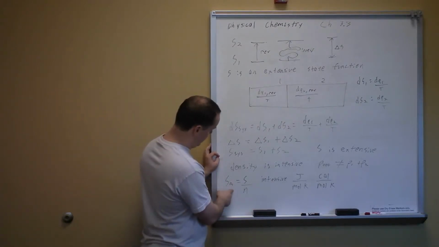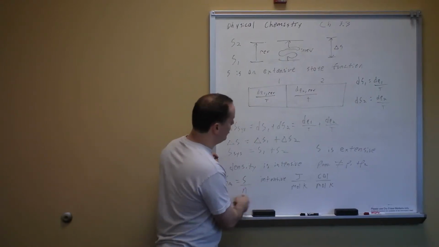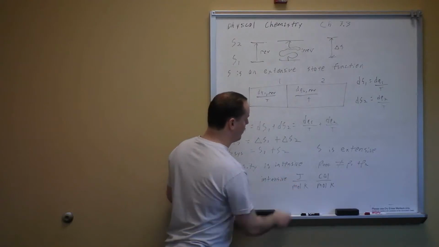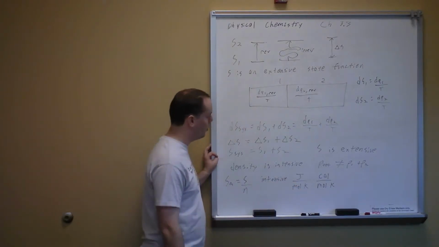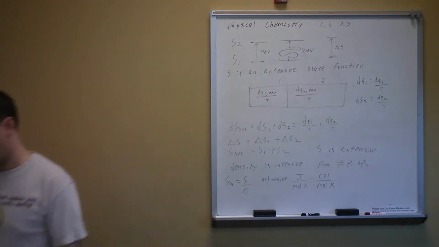Now there is an intensive form of entropy, and that's the molar entropy. Just take entropy divided by n. Since entropy would have joules per Kelvin or calories per Kelvin, the intensive form would be joules per mole Kelvin or calories per mole Kelvin.